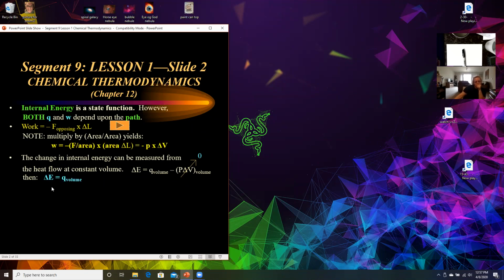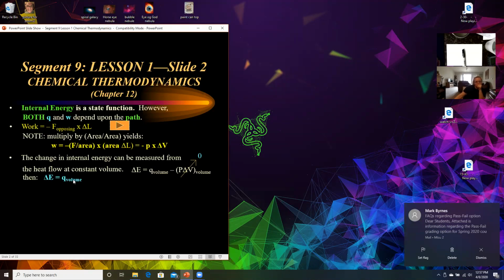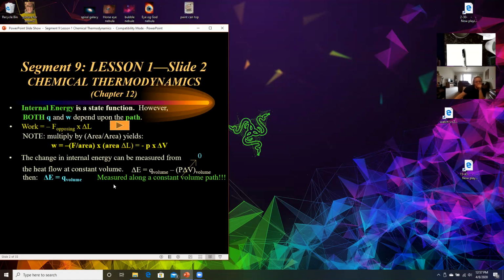Now, you remember Q is mass times specific heat times delta T. So all I'm going to do is measure the heat capacity of my calorimeter system and the change in temperature. I can calculate the number Q at constant volume, and that is my delta E. So that's good. So delta E is always equal to Q at constant volume. That means to get delta E, we must measure the heat flow when the volume is constant, along a constant volume path.